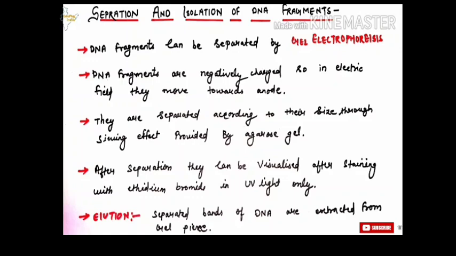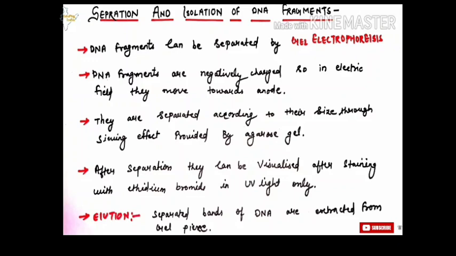The DNA fragments separate according to their size through the sieving effect provided by the agarose gel. Sieving effect is like a tube where the particles go down from the upper to the bottom, and the smaller particles separate first and the larger at the last. In this way the DNA fragments are resolved according to their size.